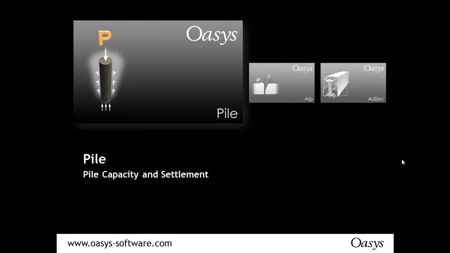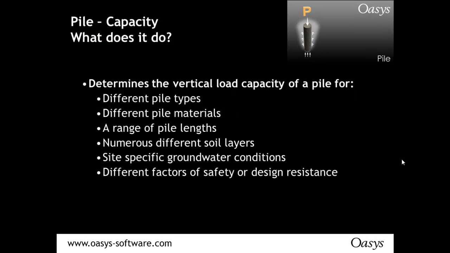Pile is a program which gives information about pile capacity and settlement. And I'm going to split it into two sections. We're going to start off with pile capacity and run a capacity analysis. So the pile capacity aspect of Pile is that it determines the vertical load capacity of a pile for different pile types, different pile materials, a range of pile lengths, numerous soil layers, site-specific groundwater conditions, and different factors of safety or design resistance. And this includes Eurocode 7.